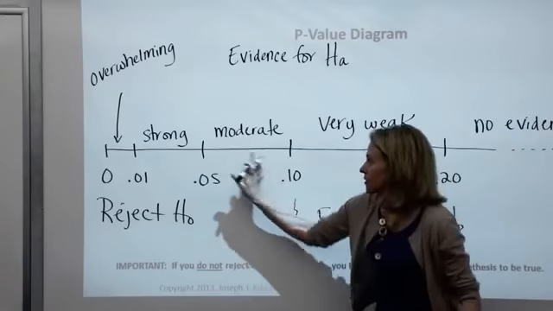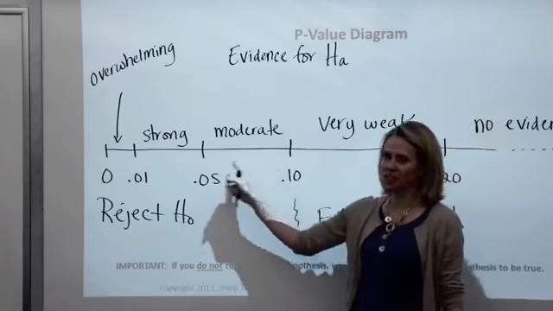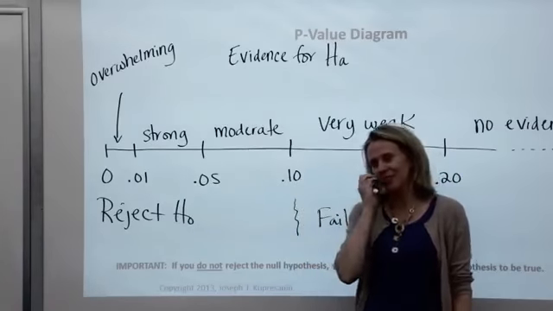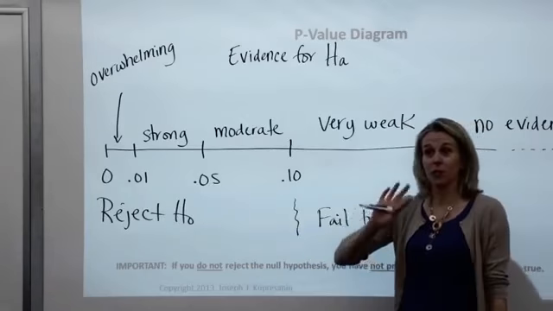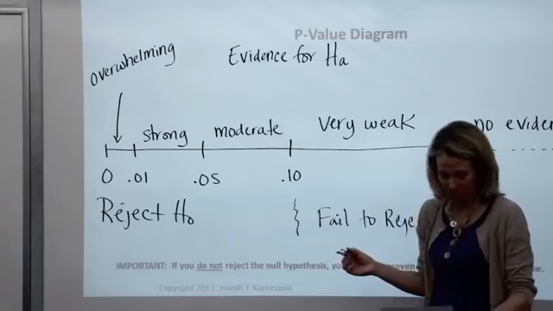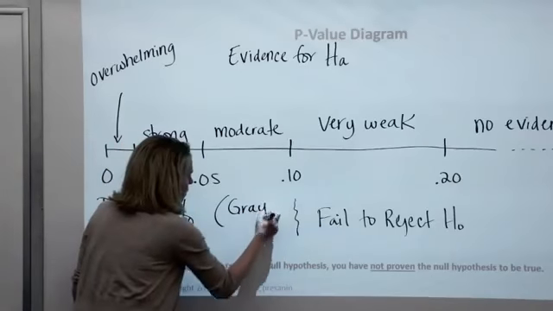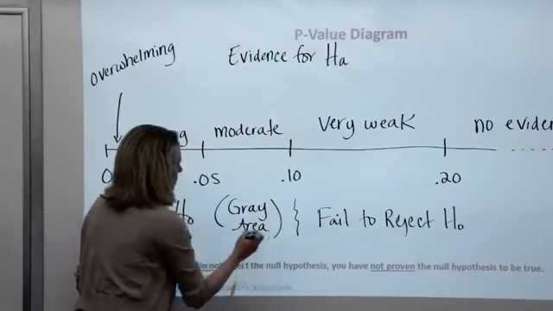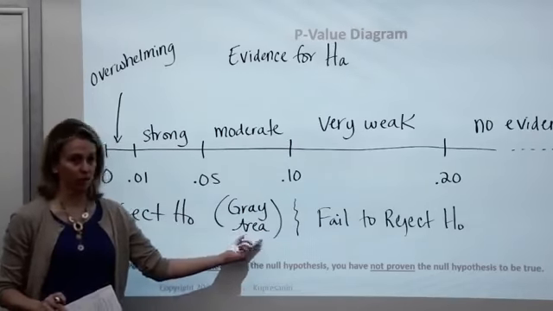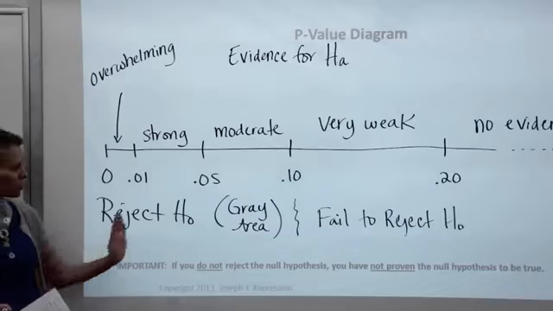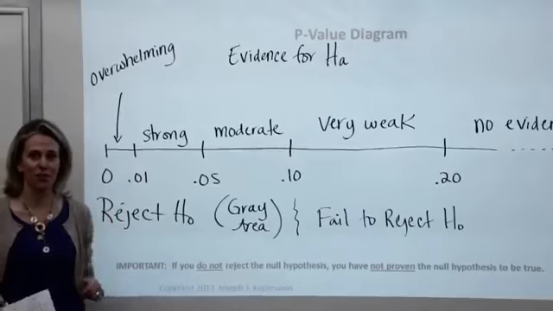And then I talked about how this wasn't a magical number, but I didn't write my conclusion down here. What would you do in here when it's that moderate evidence? That's a gray area. Some people might reject, some people might fail to reject. Sometimes it'll depend on the consequences of the problem. So in here, this is more of a gray area. And really, sometimes problems can go either way when they're here. But smaller p-values will reject. Larger p-values will fail to reject, and there is some gray area in the middle.